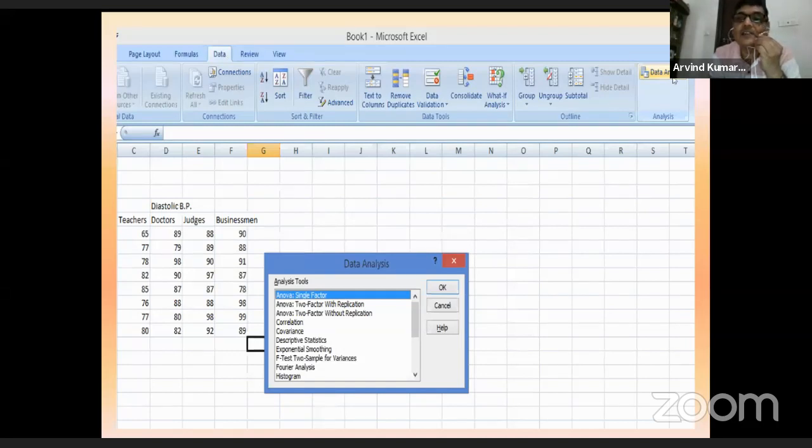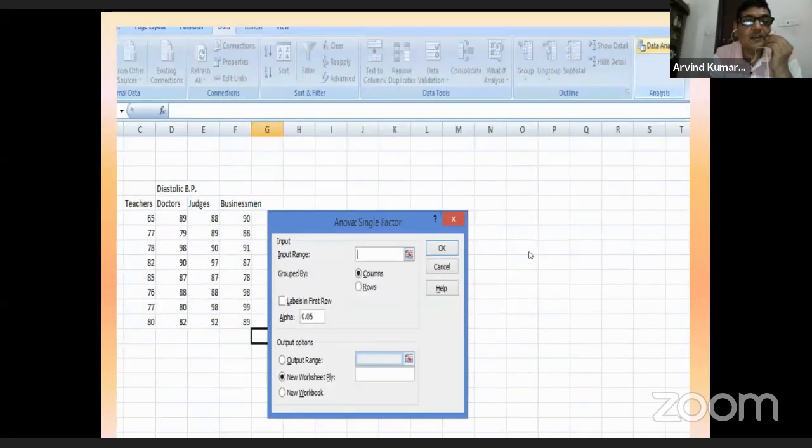When you will click data analysis, then a box will appear in this Excel sheet. And in this box, so many statistical parameters are there, and you can use one-way ANOVA, that is single factor. Single factor means one-way ANOVA. We are going to consider a single aspect, and that aspect is whether there is significant difference in the diastolic blood pressure of the individuals doing different professions. And then you will click here single factor, and you will do OK.